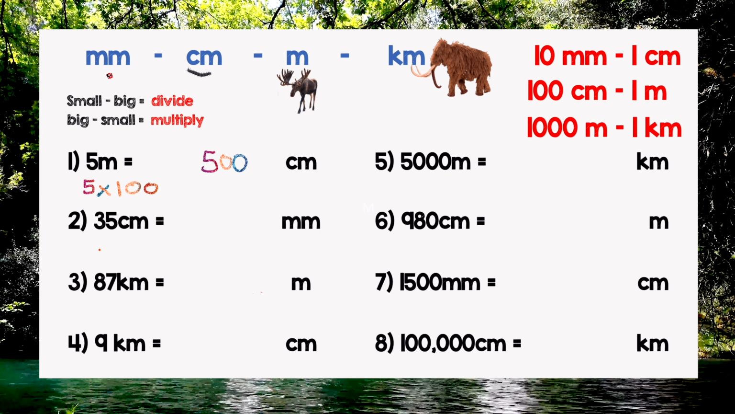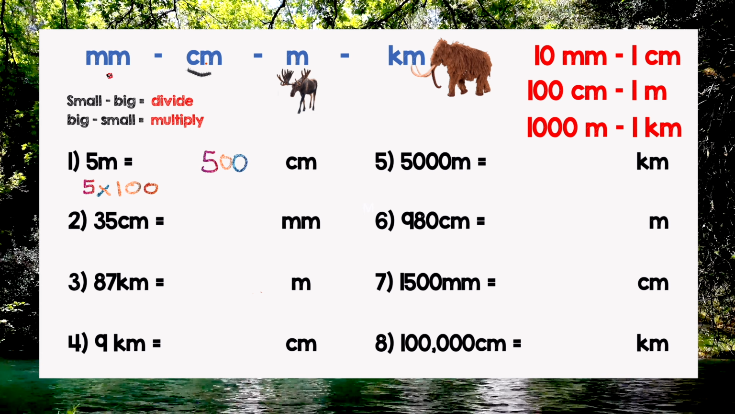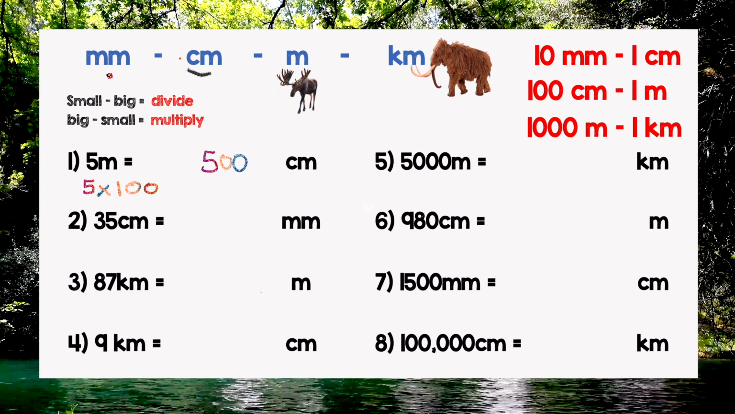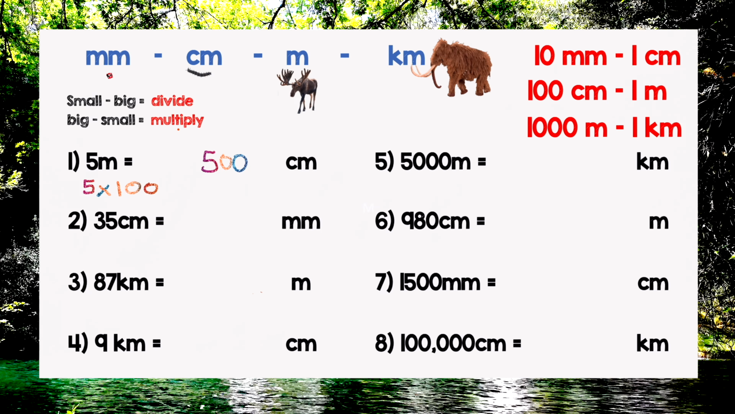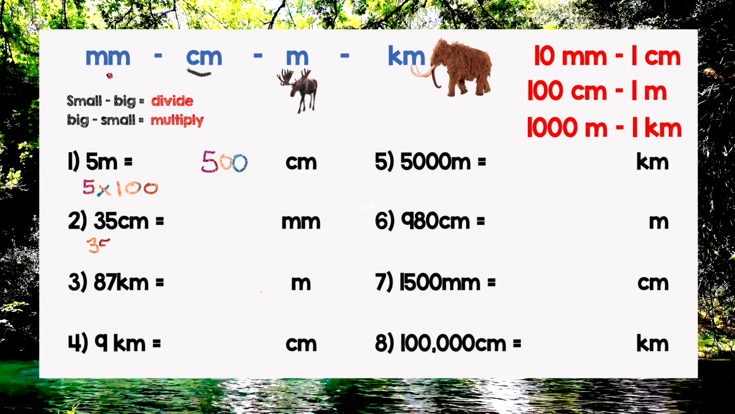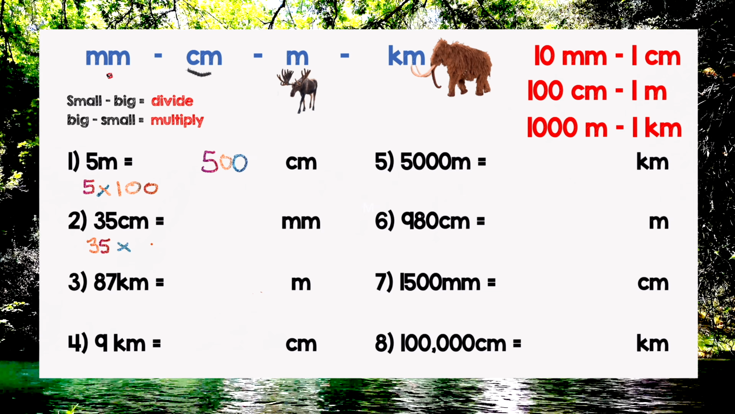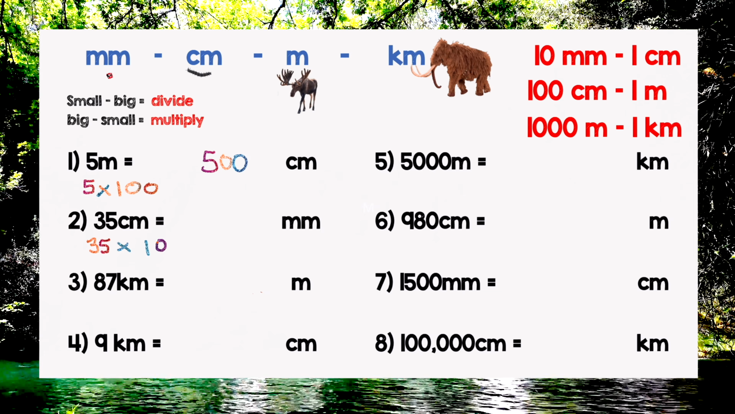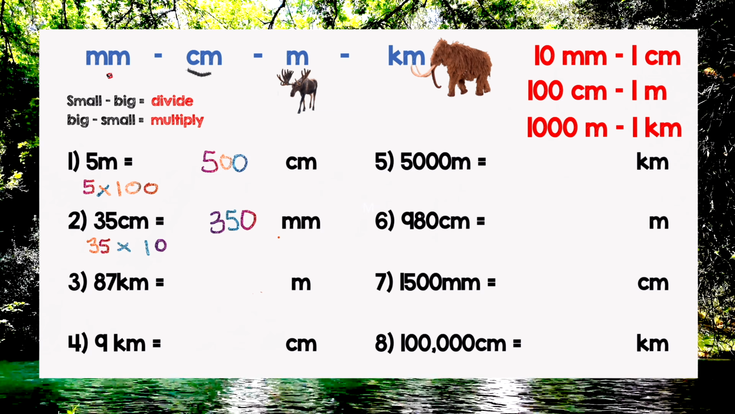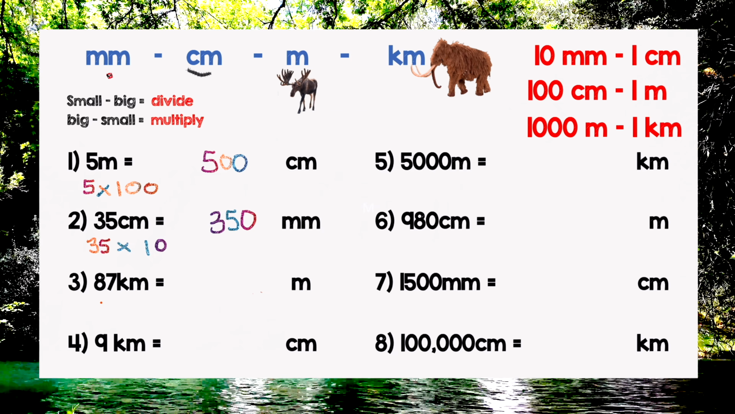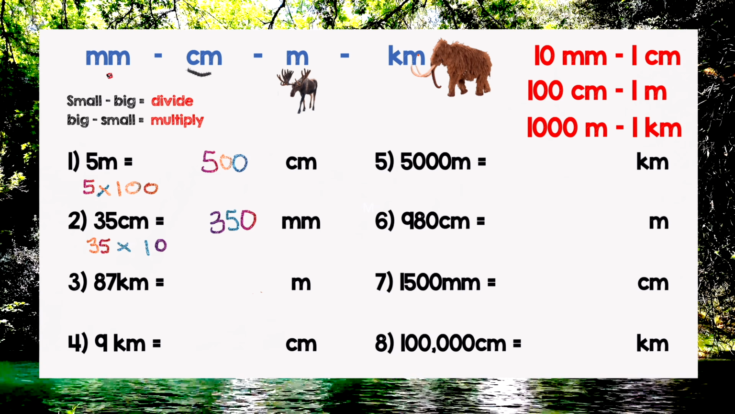In question number 2, we have 35 centimeters is equivalent to how many millimeters? Again, we have centimeters going to millimeters, so a larger measurement to a smaller one. So big to small, we multiply. We have here 35, and we're multiplying. 10 millimeters make 1 centimeter, so we times that by 10, and 35 times 10 is 350 millimeters.